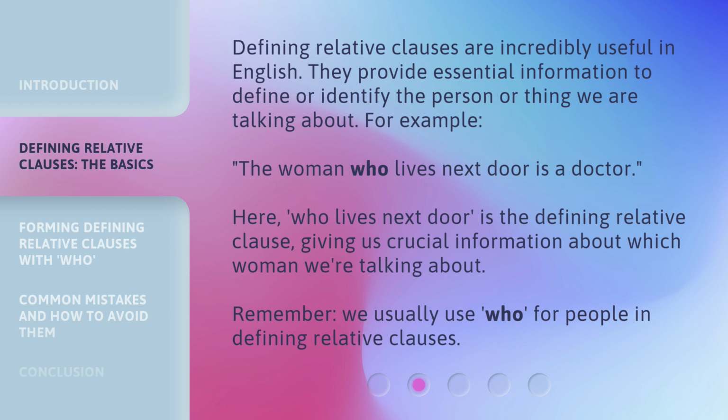Defining relative clauses are incredibly useful in English. They provide essential information to define or identify the person or thing we are talking about. For example, the woman who lives next door is a doctor. Here, who lives next door is the defining relative clause, giving us crucial information about which woman we're talking about. Remember, we usually use who for people in defining relative clauses.